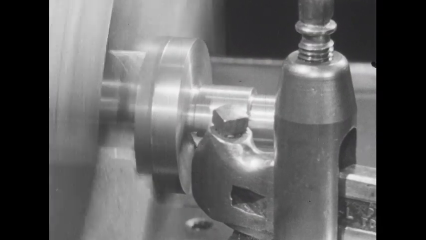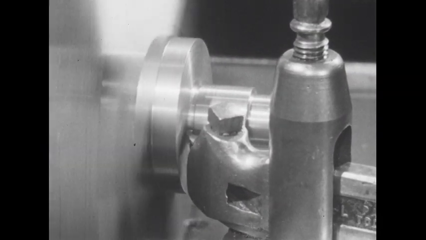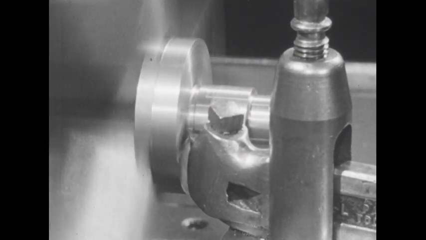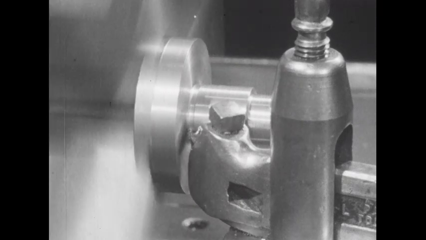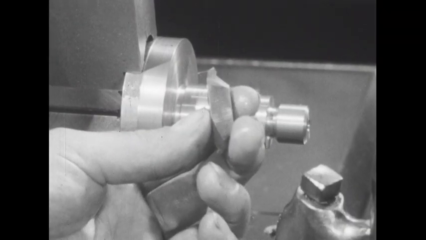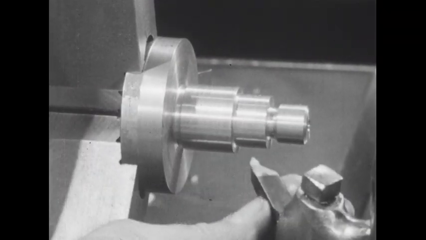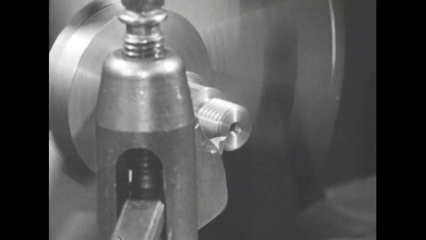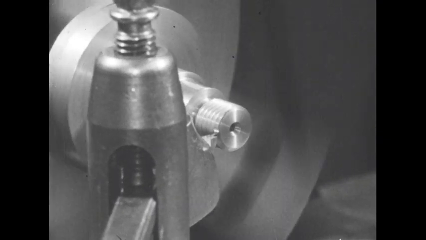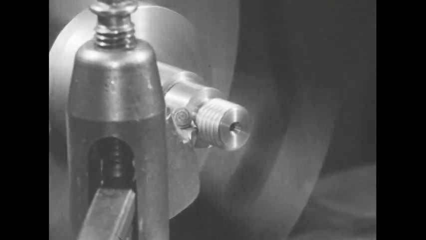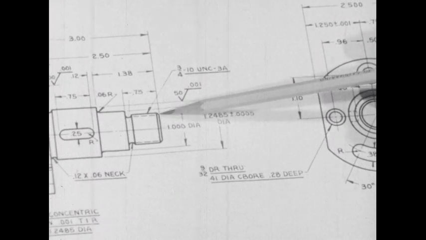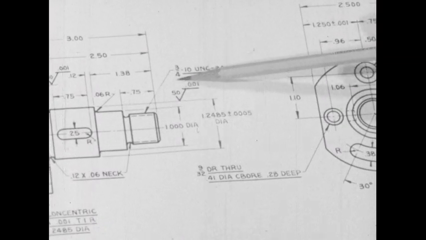Here a neck is being machined using a specially ground tool bit. Another special tool bit is clamped in the tool holder for the purpose of cutting the thread. The lathe spindle RPM and the longitudinal tool feed are synchronized to produce the desired thread, 3/4 inch major diameter, 10 threads to the inch. Class 3 fit was specified.